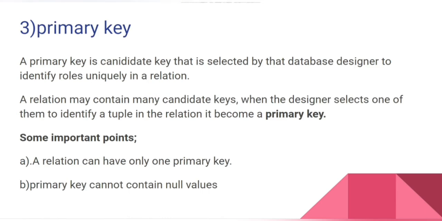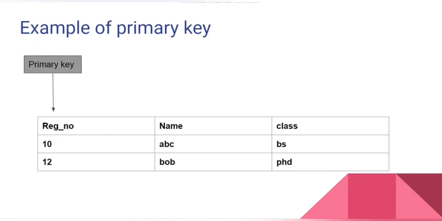Primary key: if a database designer selects a candidate key, it becomes the primary key. With the help of the primary key, I can access the data. A relation contains only one primary key. It is a very important point, and a primary key cannot contain null values. If I want to access the data for 11, then 11 has some kind of record. It cannot be that the values are null. That is why the primary key is really important. So every relation has only one primary key. This is an example of a primary key.